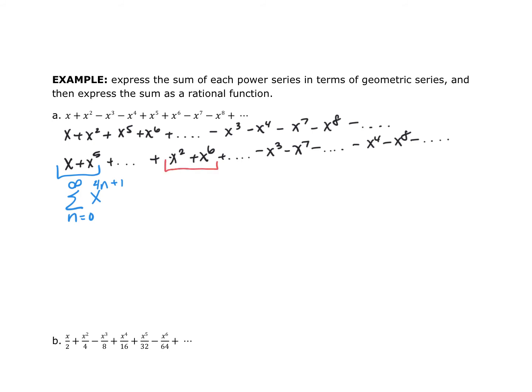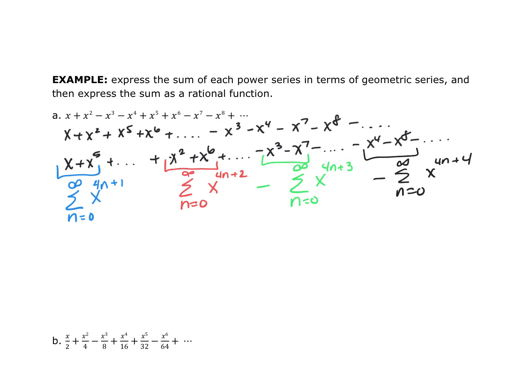This one is going to be slightly different. It's still going to be the summation of n equals 0 to infinity. Now, I notice that there's a difference of 4 between them. So it's still going to be x raised to the 4n, but I start at 2 instead of 1. And you're right, this is going to be minus the summation of n equals 0 to infinity of x raised to the 4n plus 3. You are correct. And if you're thinking the next one must be a negative summation of n equals 0 to infinity of x to the 4n plus 4, you are correct.